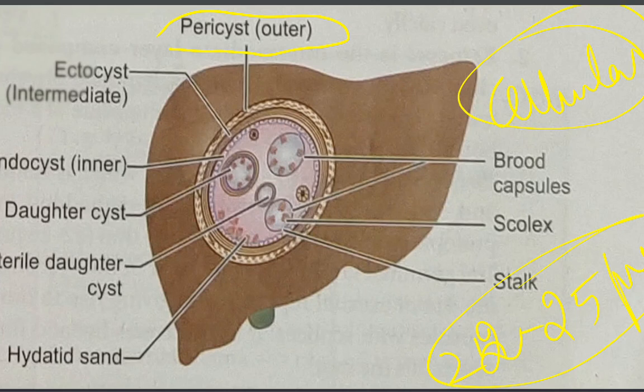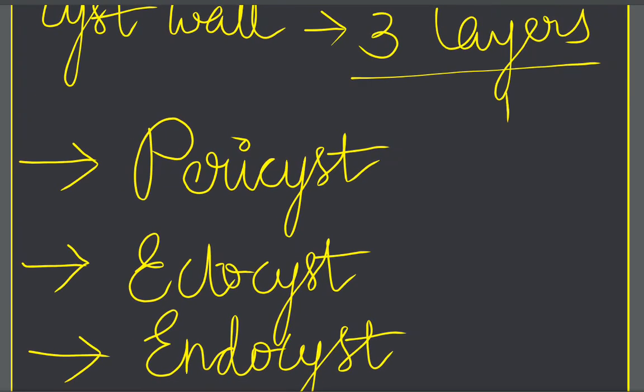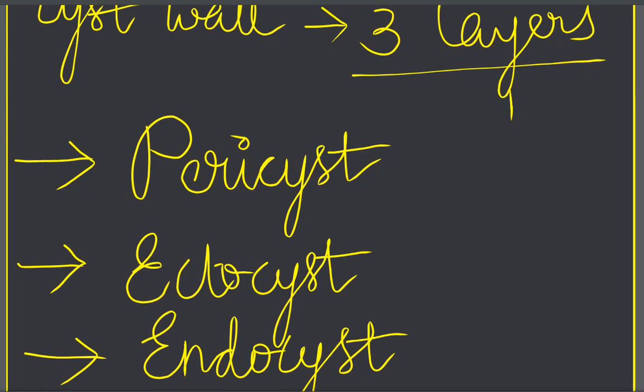As it is the germinal layer, it is the vital layer of the cyst. It is the place where asexual reproduction takes place, leading to the formation of brood capsules with scolices. It also secretes hydatid fluid which fills the cyst. These are the functions of the endocyst. Endocyst is the most important vital layer of the cyst. As I have already told, the cyst wall is made up of 3 layers: pericyst, ectocyst and endocyst.